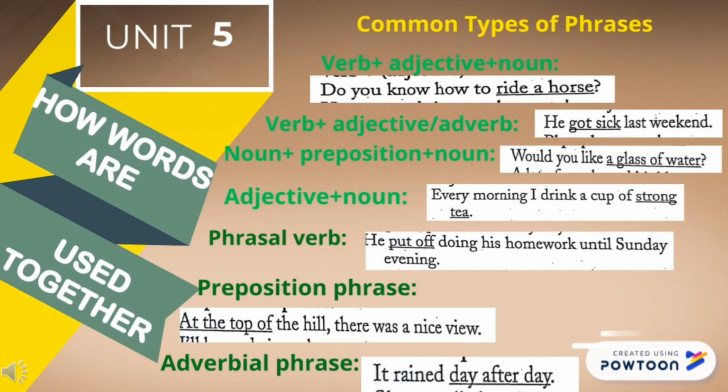Phrasal verb plus preposition. Example, he put off doing his homework until Sunday evening. Prepositional phrase. At the top of the hill there was a nice view. Adverbial phrase. It rained day after day.